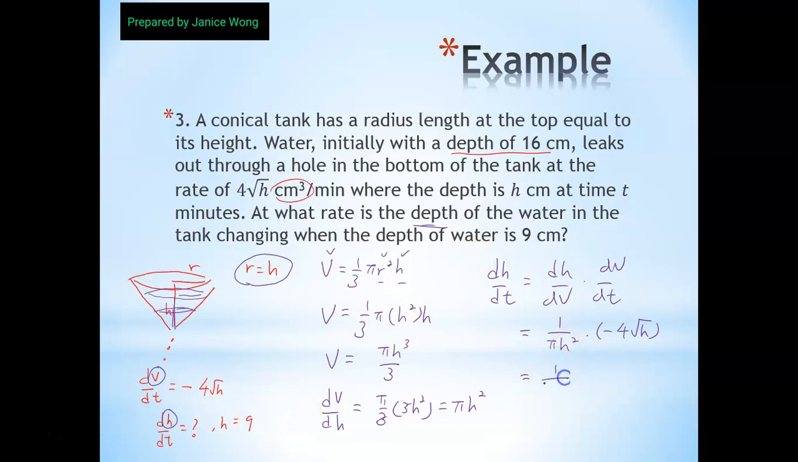Let's sub in: 1 over pi times 81, times negative 4 thirds, times 9, which is equal to negative 12 over 81 pi. We can further simplify. Negative 4 over 27 pi. dh over dt, height versus time, in cm per minute.